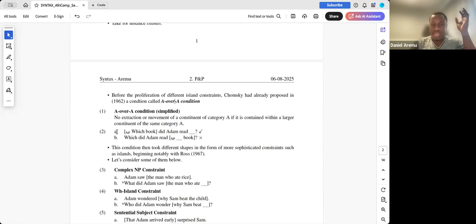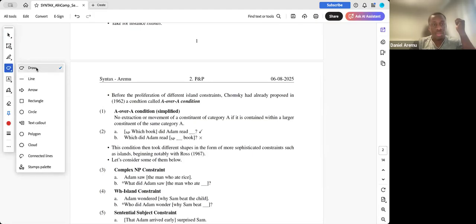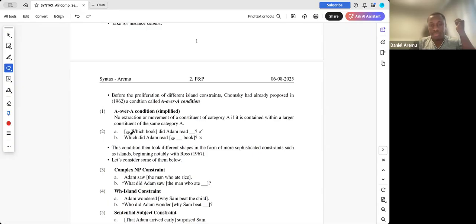Look at 2A: which book did Adam read? This sentence is fine, because we took the whole NP that was in the object position, which book, and fronted everything. Then we have which book did Adam read. This is no violation of A over A, because nothing is subtracted from within the NP; we moved the whole constituent.